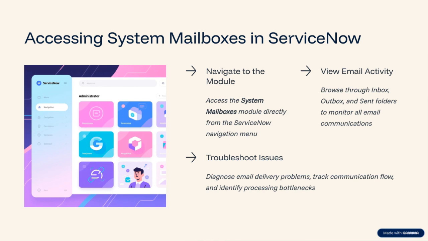It's important to be able to track the flow of communication so you can identify any bottlenecks or issues that might be affecting your email processes. By monitoring the status and movement of emails, you can quickly pinpoint where things might be going wrong. One of the key actions here is troubleshooting issues, whether an email isn't arriving, bouncing back, or getting stuck in the system. To do this, you can browse through folders like Inbox, Outbox, and Sent. This gives you a comprehensive view of all your email communications and helps you see exactly what's happening at each stage. Additionally, viewing email activity in real time or reviewing past interactions is crucial.